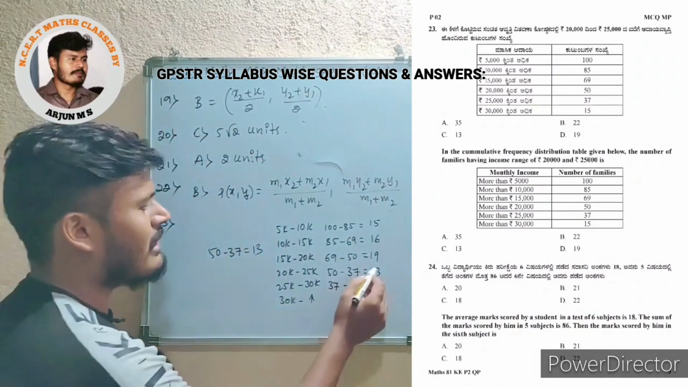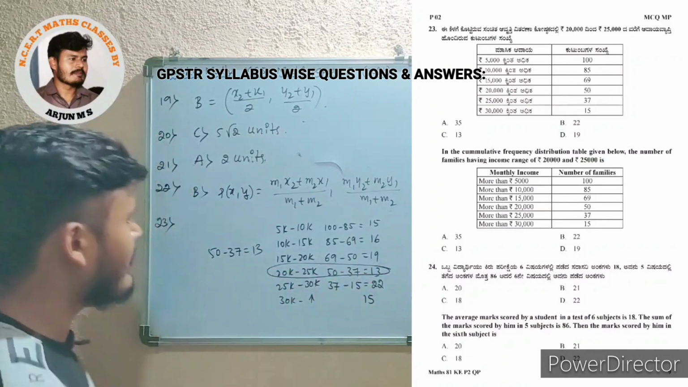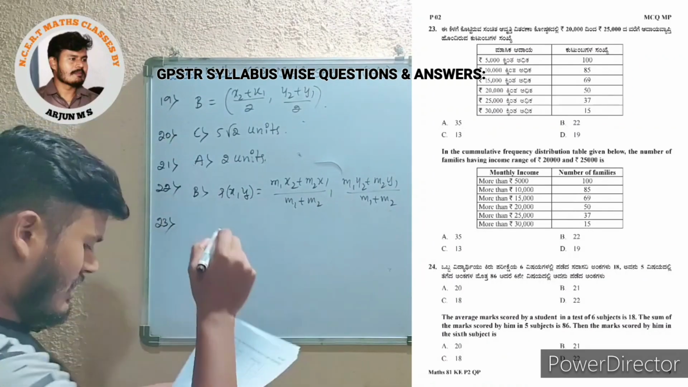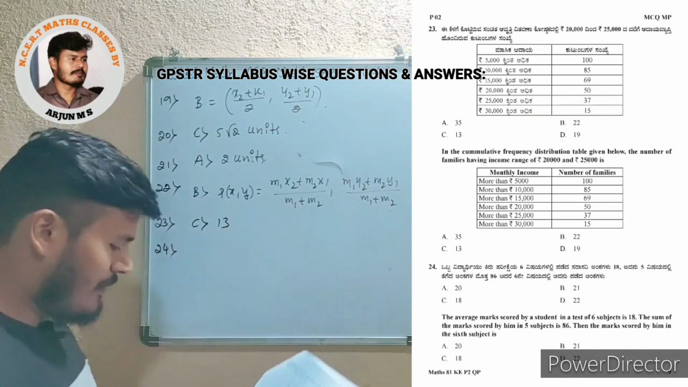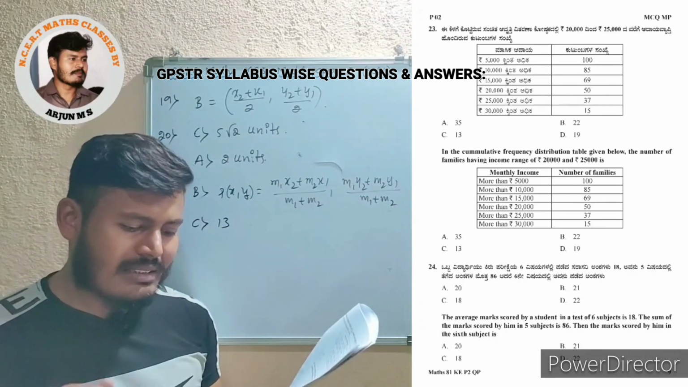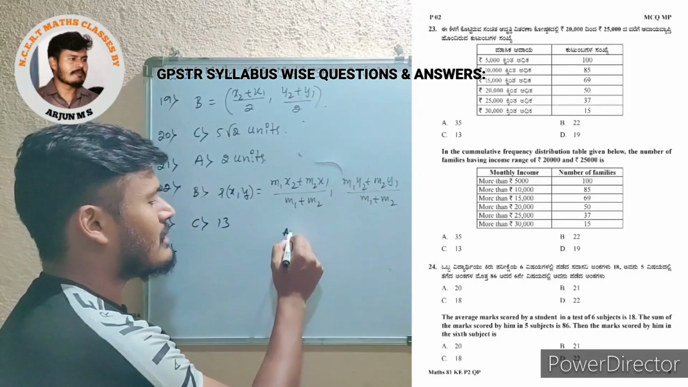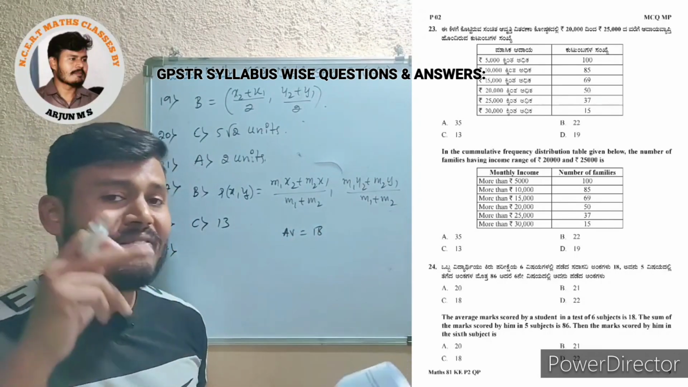So now tell me the answer here. 20k to 25k belongs to 13. So 13 is the answer. So option C, 13. Then let us move to the 24th question. The average marks scored by a student in a test of 6 subjects is 18. They have given that the 6-subject average score is 18. The sum of the marks scored by him in 5 subjects.